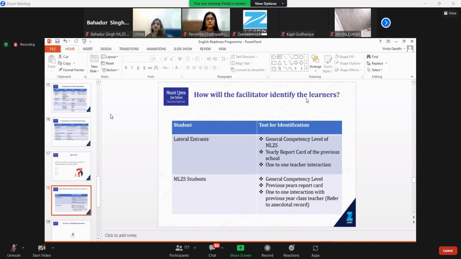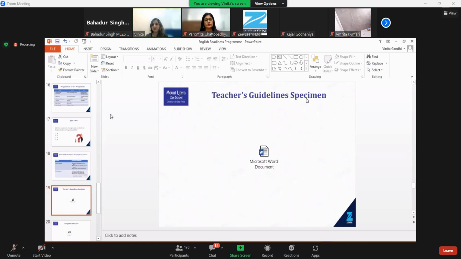For the MLZS students, there will again be a general competency level test. There will be the previous year's report card. There will again be one-to-one interaction of the teacher with the student. And if there is an anecdotal report in place, that will definitely help the teacher understand the student and the needs of the student better.